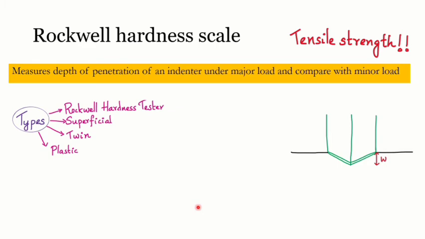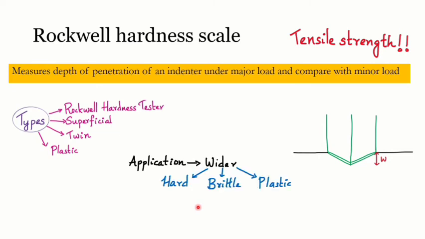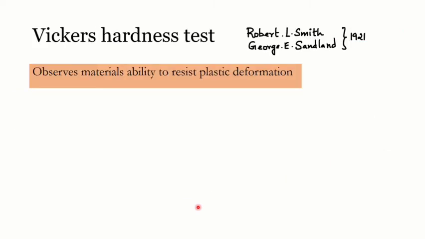Now there are 4 types, so there is going to be a Rockwell hardness tester, superficial Rockwell hardness tester, a twin Rockwell hardness tester, and a plastic Rockwell hardness tester. So the application is wider over here, so it is going to be applied for hard, brittle and plastic metal. Again, the indenter used here can be a ball, conical or a diamond pointer.